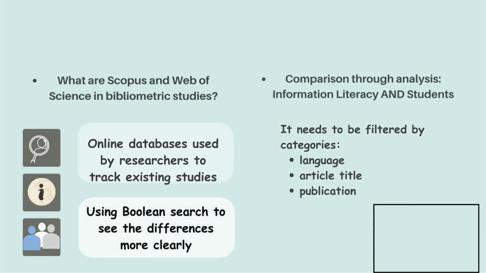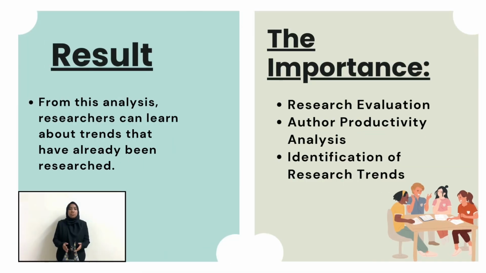Next, for the first point, from this analysis, researchers can see the trend that has been studied by other researchers. For example, they can look at data analysis based on different factors like authors, organizations, countries, and others. For the second point, we can also see the important elements that contribute to their research. These are based on three main factors, which are research evaluation, author productivity analysis, and identification of research trends.